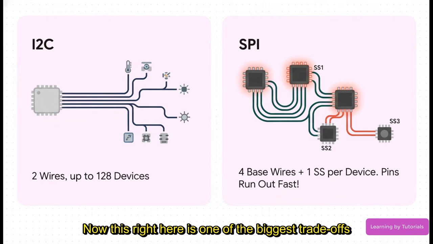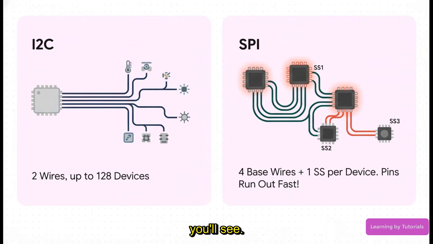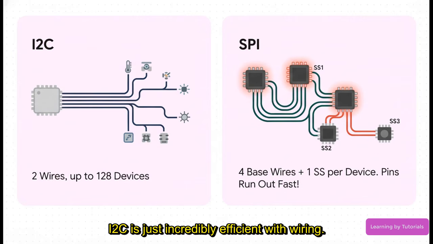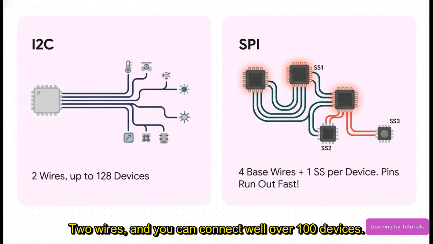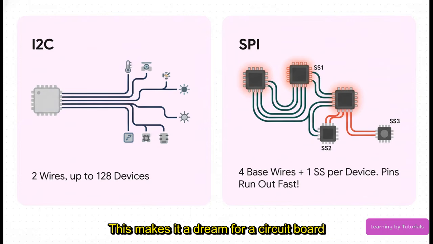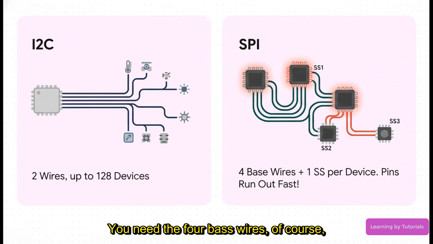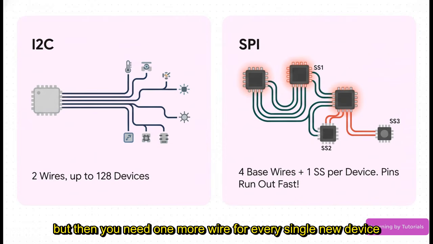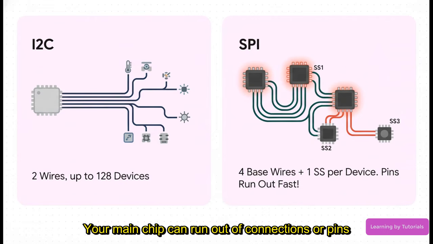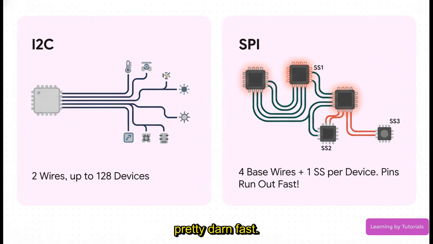Now this right here is one of the biggest trade-offs you'll see. I2C is just incredibly efficient with wiring. Two wires, and you can connect well over 100 devices. This makes it a dream for a circuit board that's packed with a bunch of different sensors. SPI, while it is fast, starts to get messy. You need the four base wires, of course, but then you need one more wire for every single new device you add. Your main chip can run out of connections or pins pretty darn fast.